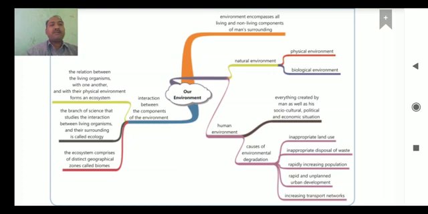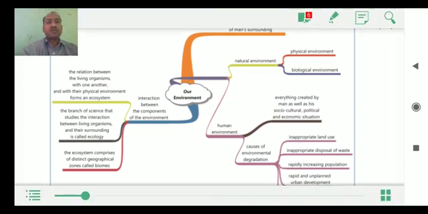Third important thing, rapidly increasing population. As you know, population has been increasing day by day, and if the population increases tremendously, it will create a very great burden on our environment, because we have only limited natural resources. If these resources are limited, they will not be sufficient for the people, and it will create a burden on the environment. This is the third point.